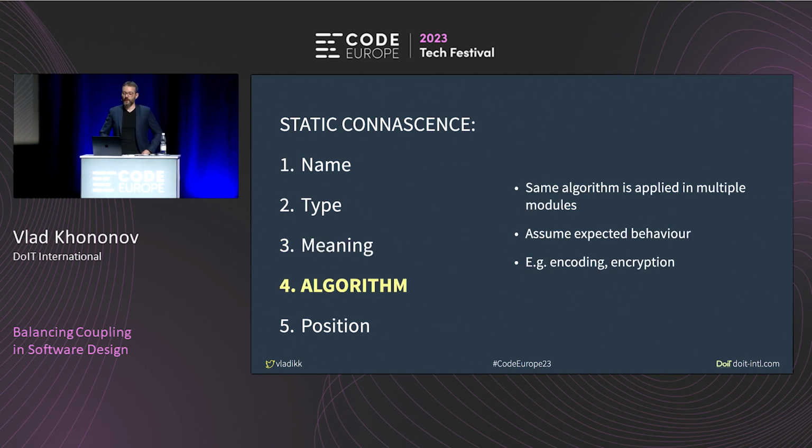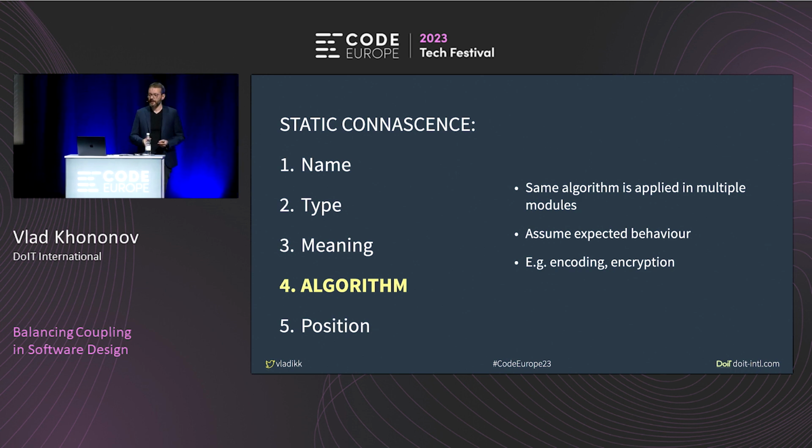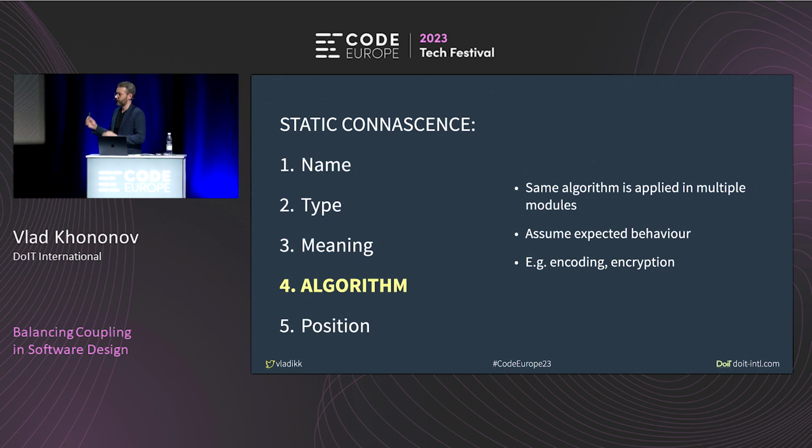Next one is connascence of algorithm. And this one happens when two modules have to agree on the use of a specific algorithm in order to understand each other. A trivial example here is when two components are communicating by exchanging encrypted data. They need to use the same algorithm for encrypting and decrypting that data, because otherwise the integration is not going to work. So that's connascence of algorithm.